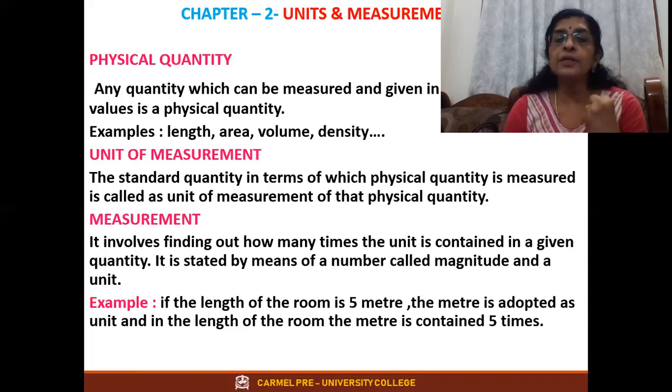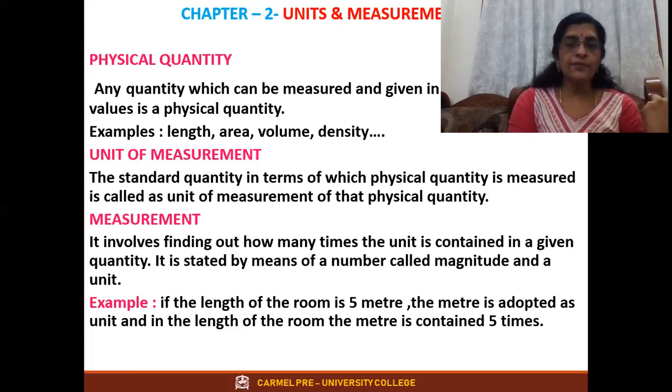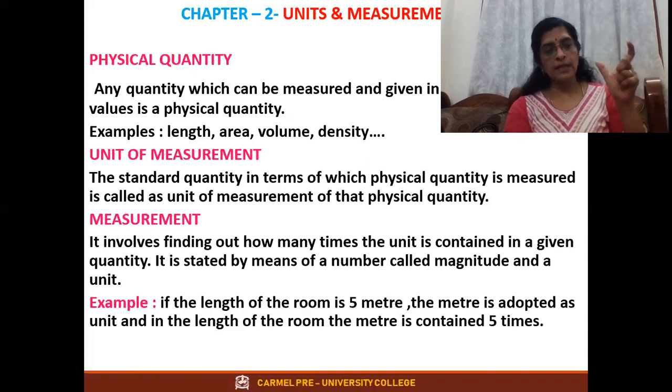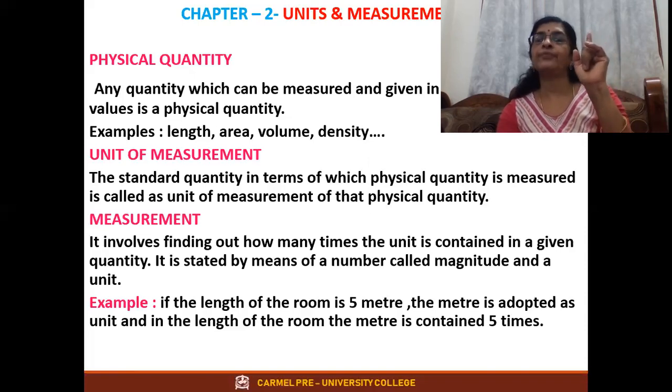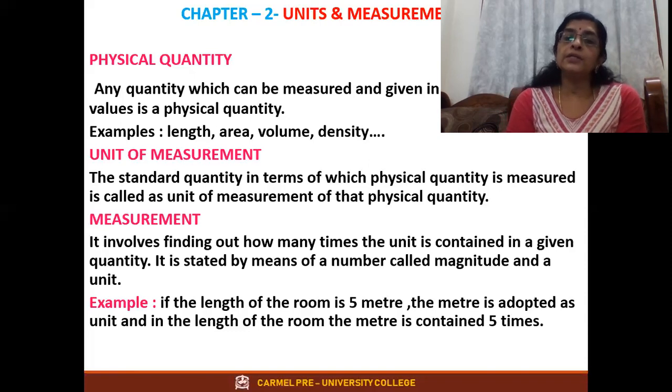So measurement involves how many times the unit is contained in a given quantity. Say for example, you have to measure from one end to the other end. Say it is 5 meter. How many times will the unit be there? First length, second length, third length, fourth length, fifth length: 1 meter, 2 meter, 3 meter, 4 meter, 5 meter. The 5 meter which is representing, that gives you the measurement. So it involves how many times the unit is contained in that.